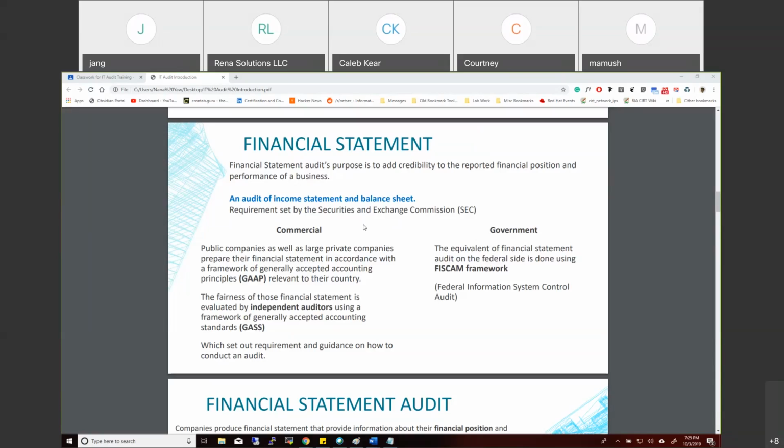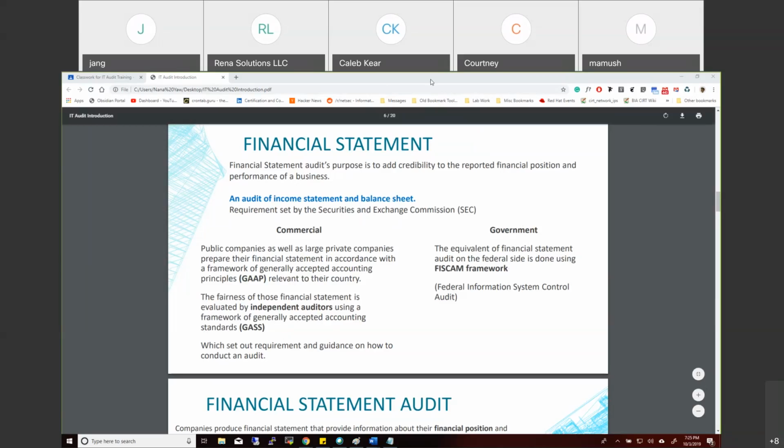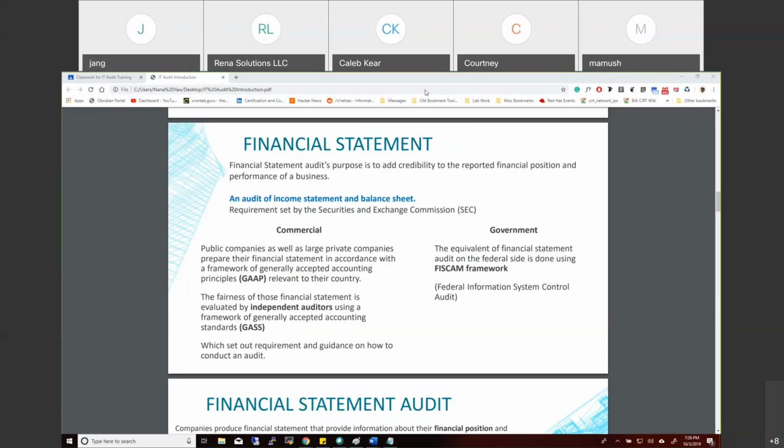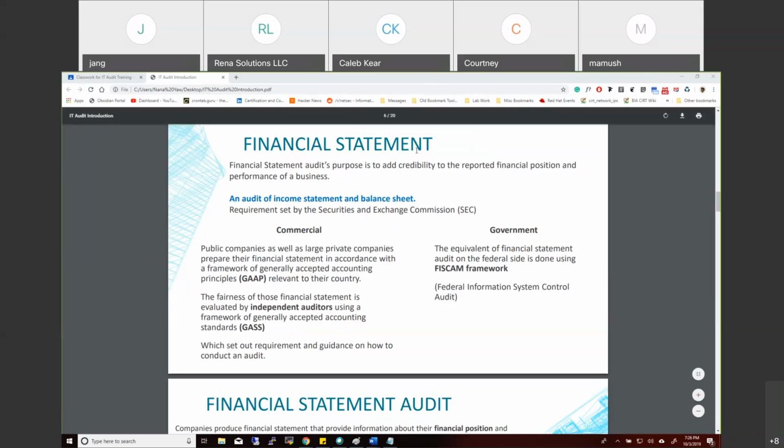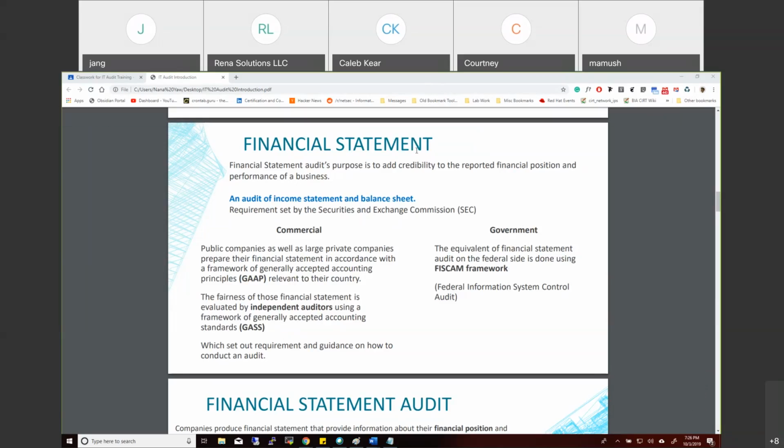The only difference between what the public companies are doing versus what the federal government is doing is the framework that they're using to do it, okay? When the commercial company is doing their financial audit, the financial auditors are using what we call GAAP, Generally Accepted Accounting Principles, whereas government auditors are using FISCAM, okay? FISCAM is a framework that the government is using. A framework is pretty much a guidance that tells them what to look for and test.